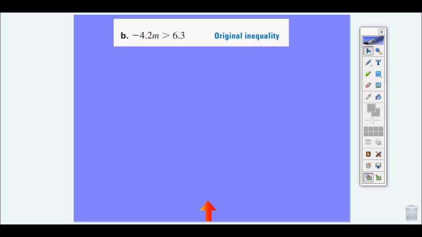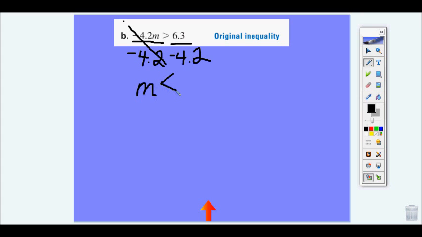Our next one, we're going to need to divide to get our single variable. I'll try to write it right on here. I'm dividing by a negative, so I need to remember to reverse the sign. So that's going to cancel each other out, giving me an m, my single variable, but reverse the sign because I divided by a negative, and then 6.3 divided by a negative 4.2. Don't lose your negative signs. That will give me negative 1.5.